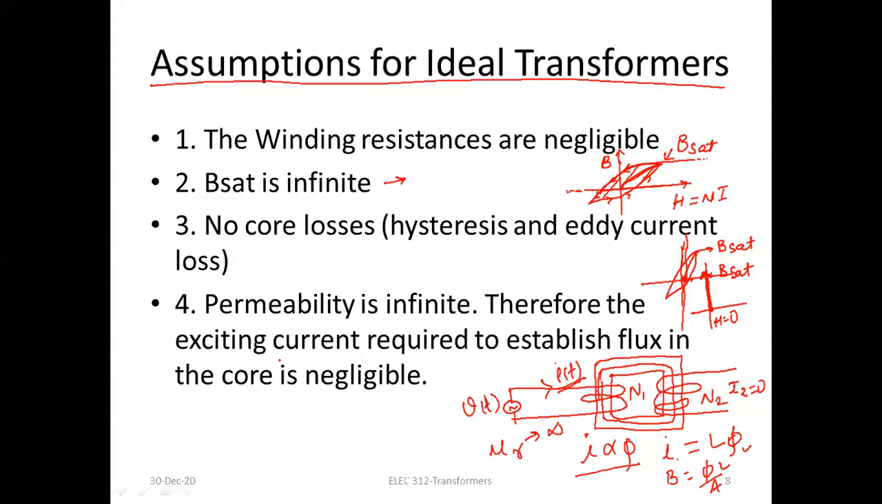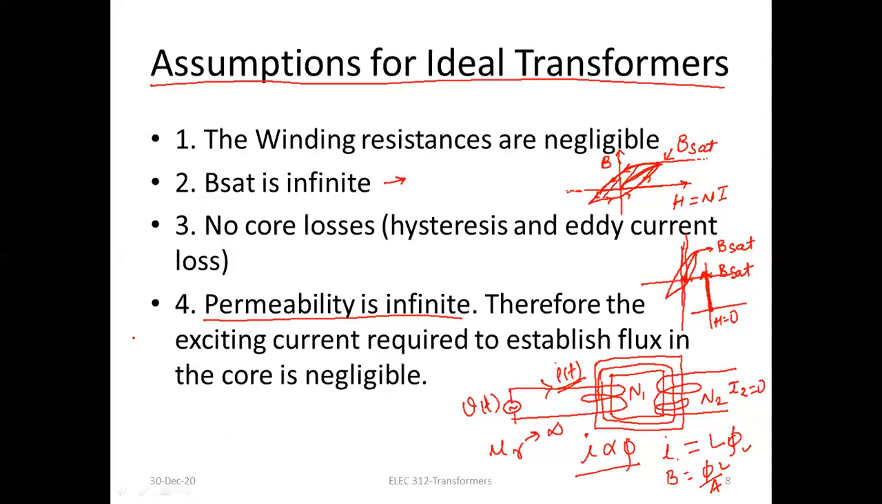Permeability is infinite. Therefore, the exciting current, the current we take when no load is connected, is the minimum current needed to establish the flux in the primary as well as in the secondary. Without this current, flux in the transformer is not possible, and transfer of electrical energy from primary to secondary is also not possible. So the permeability of the material is infinite. It means all flux is going into this material.